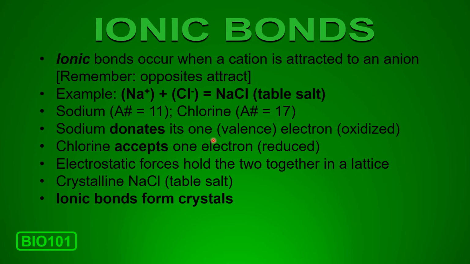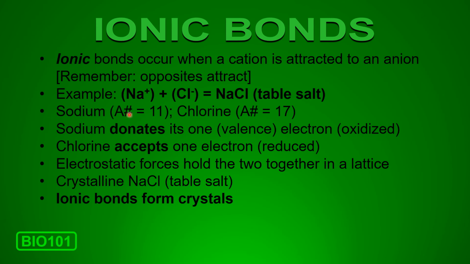So ionic bonds occur when a cation is attracted to an anion. Remember, opposites attract. The plus atom and the minus atom are attracted to one another by virtue of their opposite charges. An example is a sodium ion here with its little plus charge, and a chlorine atom here with its little negative charge. Opposites attract, and so they get together in the real world and they form sodium chloride. Sodium chloride is what you know as table salt.